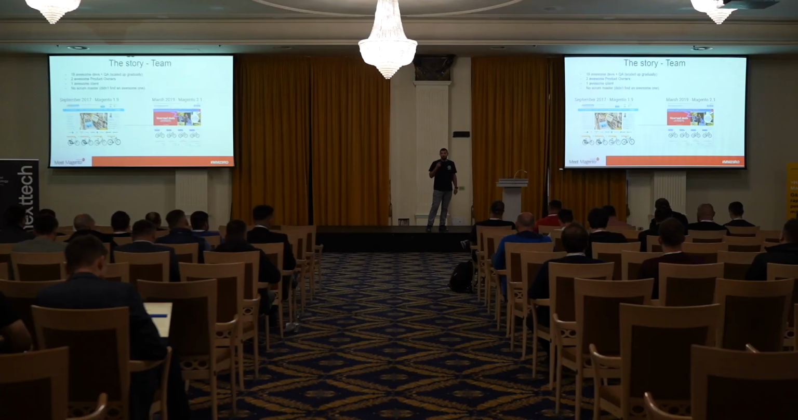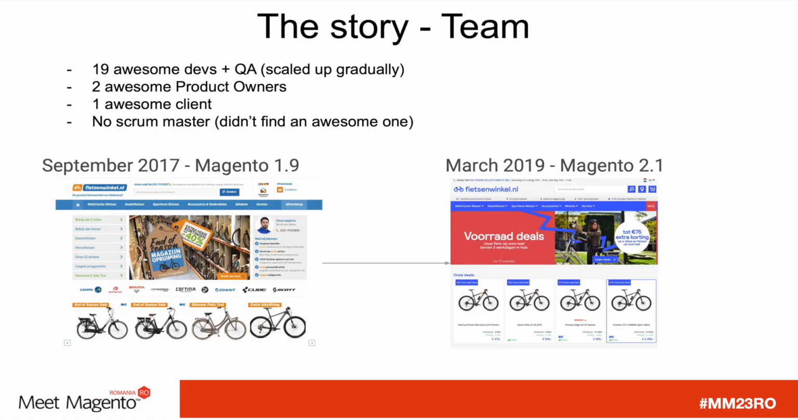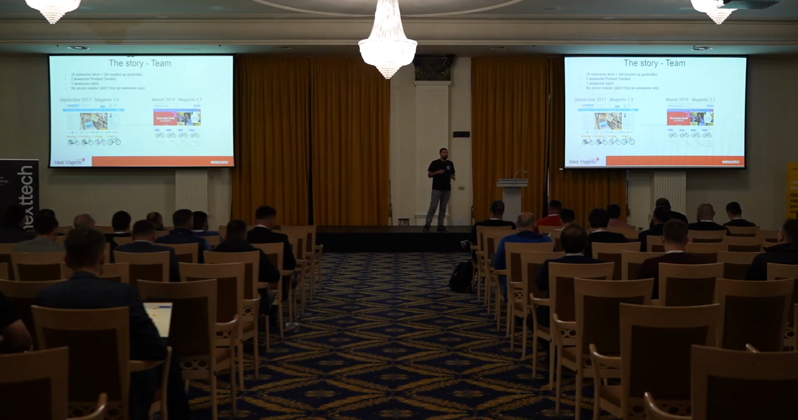And after 1.5 painful years, with an awesome team, because there were 19 developers in multiple teams, not all of them working on Magento. This was the most awesome team that I worked with so far. 2 awesome product owners and 1 awesome client. Developers don't usually say this about clients, but this is actually my favorite client ever. We didn't find a Scrum Master, so we took turns every sprint. One of the developers was the Scrum Master, but that's not important.